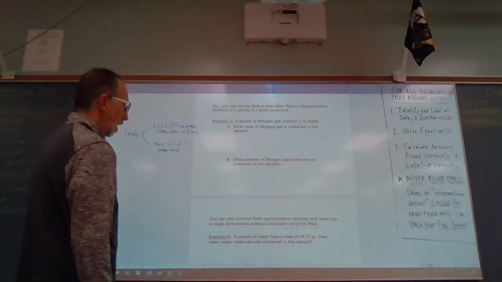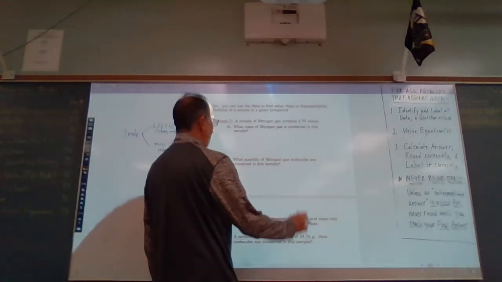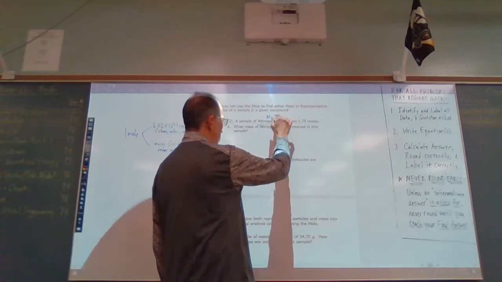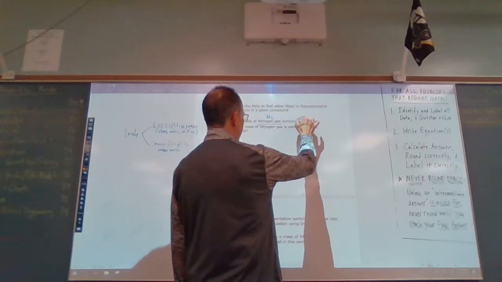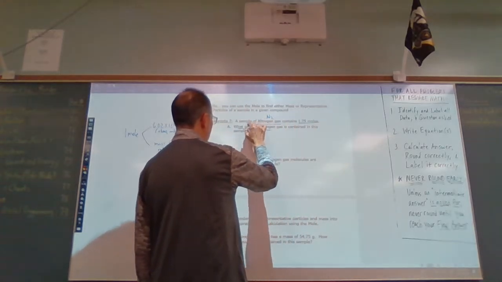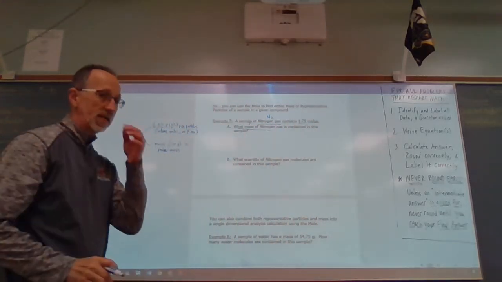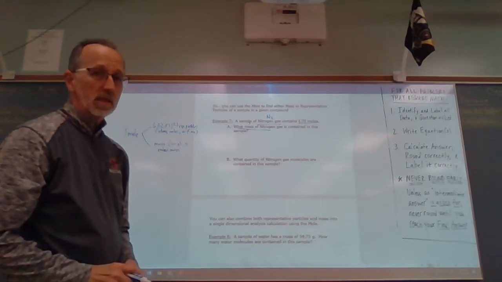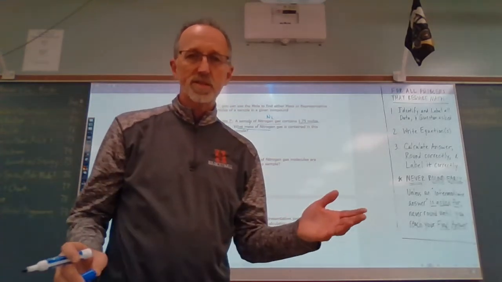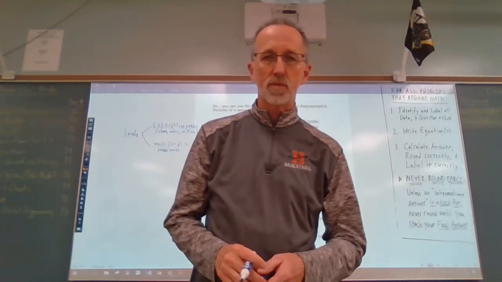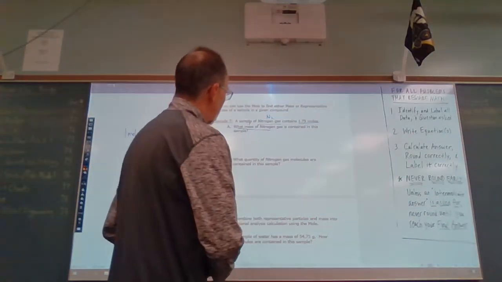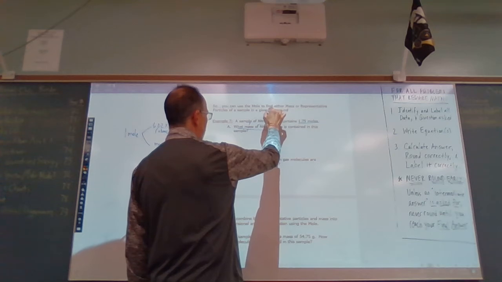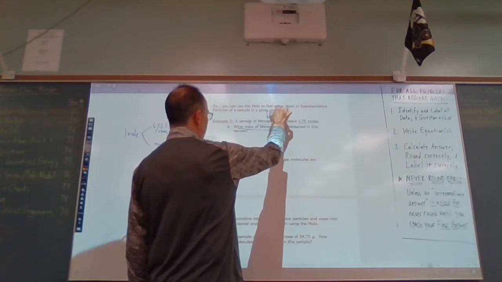So, a sample of nitrogen gas. Nitrogen gas is N2, a diatomic element. It contains 1.75 moles. What mass of nitrogen gas is contained in this sample? So we're talking about mass, so we're going to use molar mass. We're not going to use Avogadro's number if we're talking about mass. Mass, molar mass. So the molar mass of N2 is 28 grams per mole, 14 times 2.